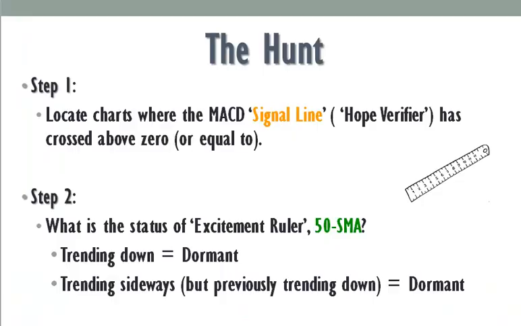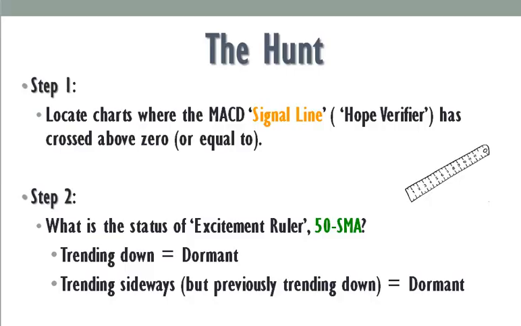Now remember, just because the MACD signal line is above 0, that doesn't tell us what type of setup we have. It could still be a dormant or an active volcano, so we need to figure that out. That's where step 2 comes into play. We need to look at the 50 and figure out, what's the status of the 50 period simple moving average, or as we've called it, the excitement ruler. Where's the excitement at in terms of the overall flow of things.